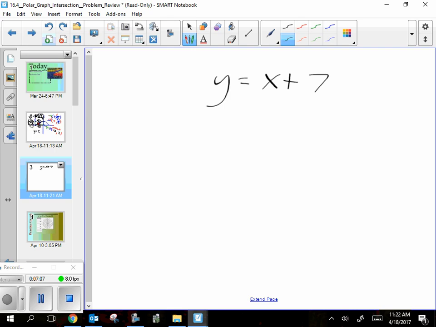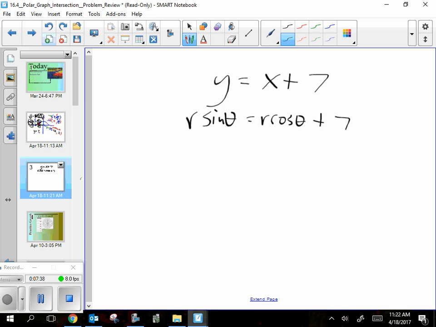Well, if you knew what x was in polar, you could put it there. What is x in polar? R cosine theta. What's wrong with it now? Still got a y in it. What's y? R sine theta. And then, if necessary, you might have to solve it for r or solve it for theta.